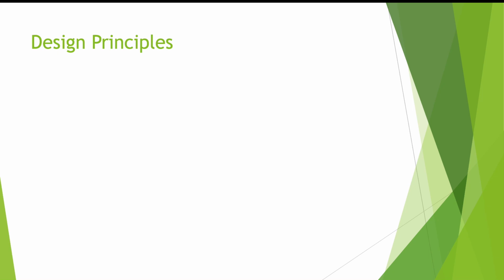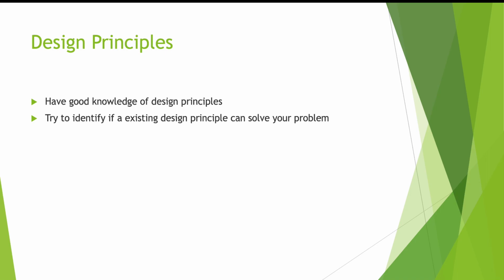Now, coming to the design principles. To build a great software, you should have a very good knowledge of design principles. You should have familiarity with what problem a given design principle solves, so that whenever you encounter any problem in your software, you can refer to any existing design principle if it can solve your problem. That way, you won't be spending too much time on solving a problem for which we already have a solution. That way, you save time and effort.